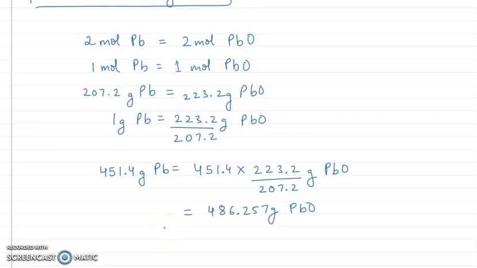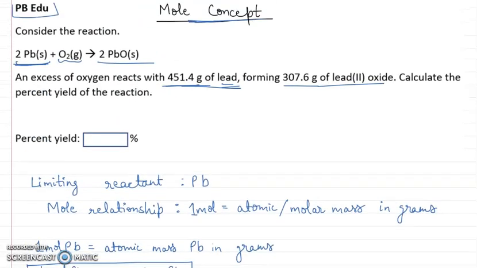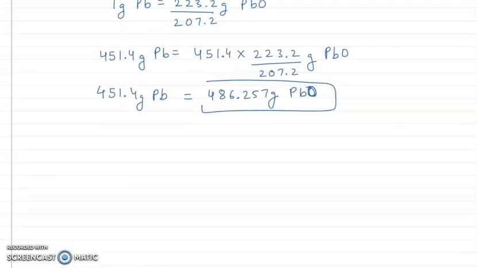So this is the theoretical value. We have the theoretical value that when 451.4 gram of lead reacts with excess of oxygen, then the amount of lead oxide, the product formed, is 486.257 gram, and we have to calculate the percent yield. So we have to write the percent yield formula first. The formula for calculation of percent yield is equal to actual yield, that is the experimental yield.